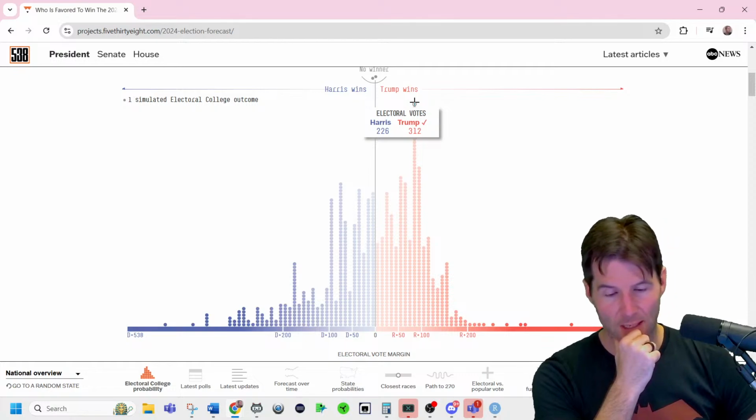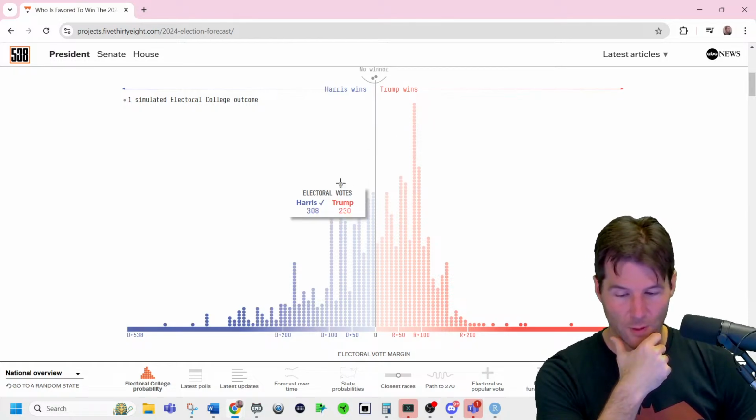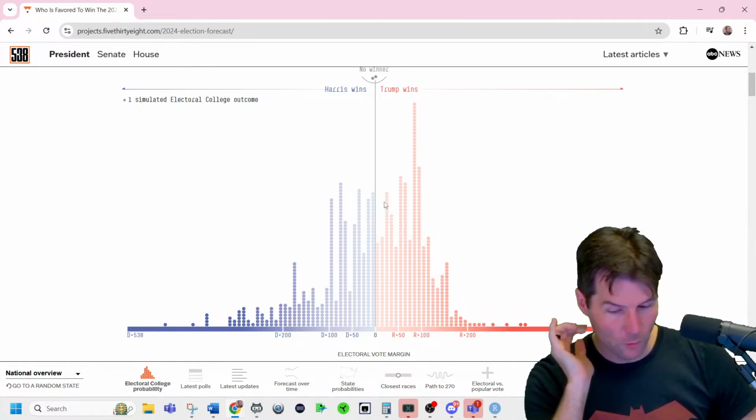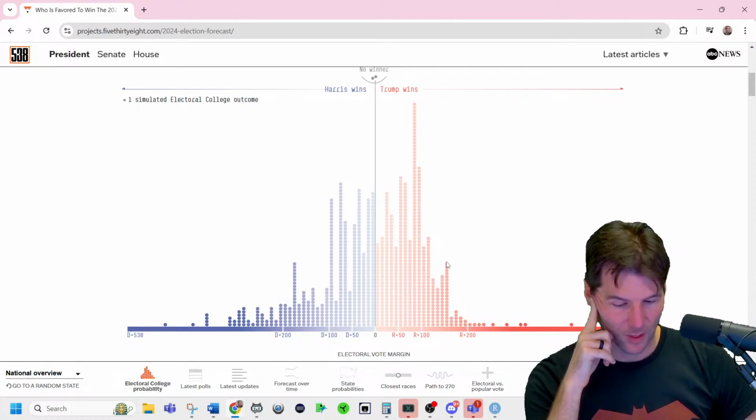So a likely thing for Trump tonight is 312. Like, that's the most likely. The most likely thing for Harris is 308. But there's a lot of very similar likely events. Or not tonight, tomorrow night. It's so soon. Then there's also this spike for Harris over here, and a spike for Trump over there.